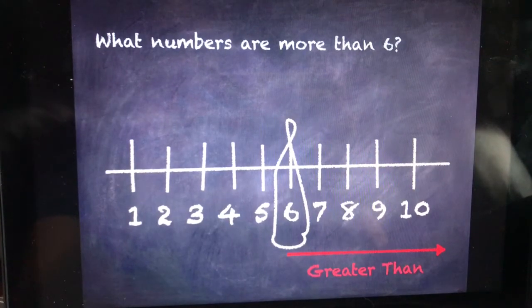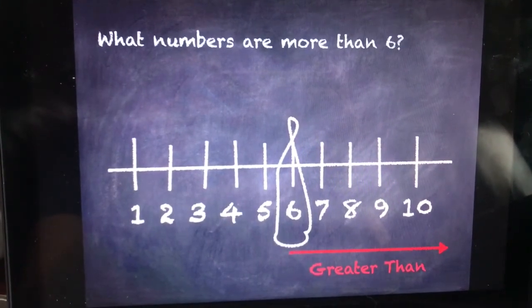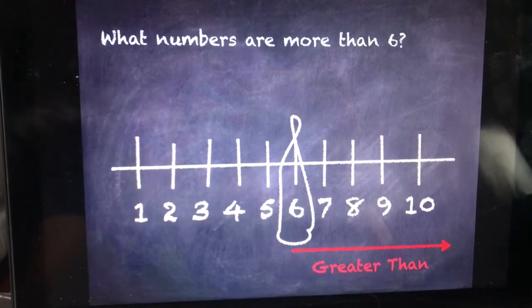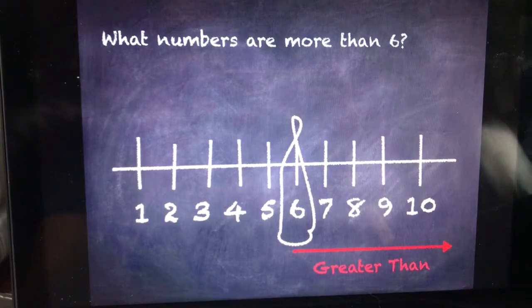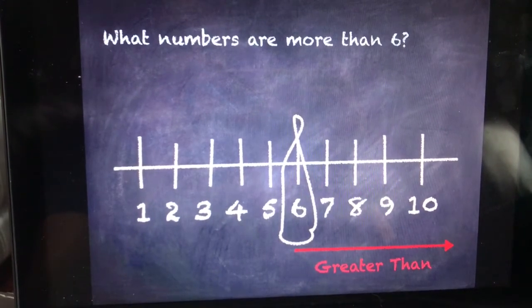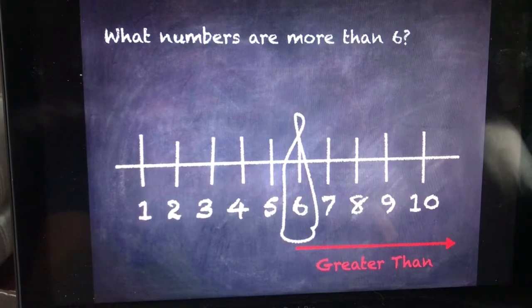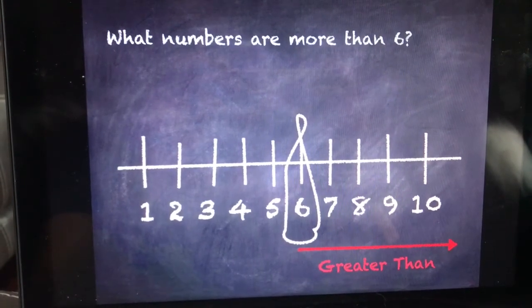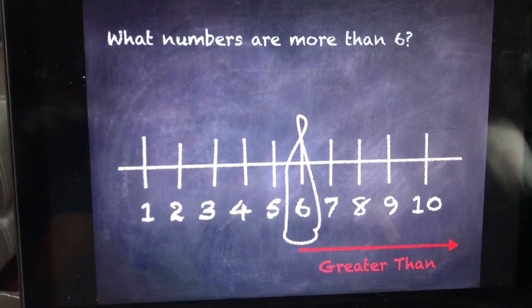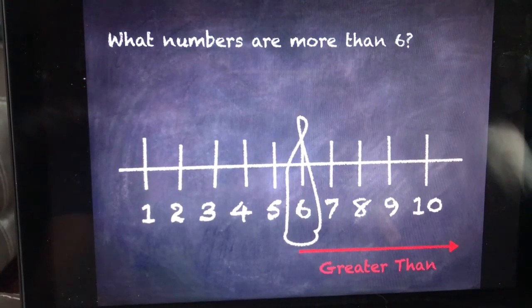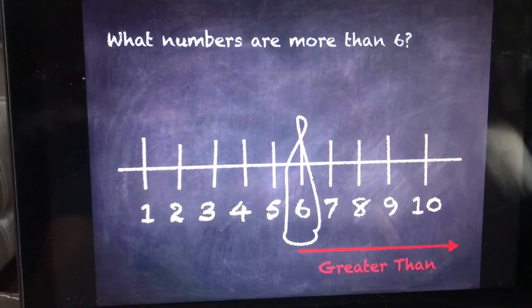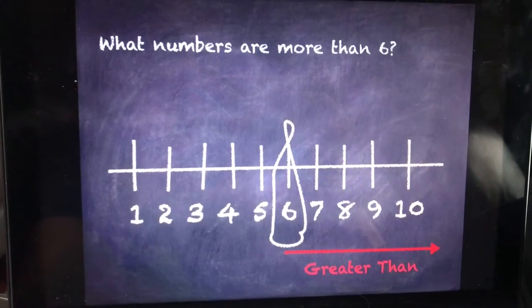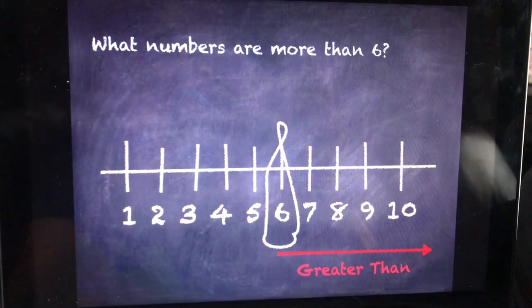Okay, are you ready? What numbers are more than 6? So you see how I circled 6, class? Look at all of the numbers that are more than 6. I will give you some time to think. Are you ready? Okay. Do you see how I created an arrow that says greater than? The words more than and greater than are the same.